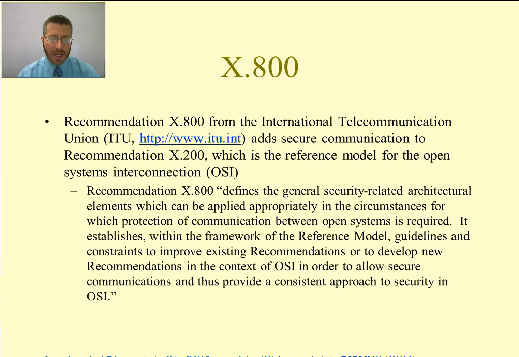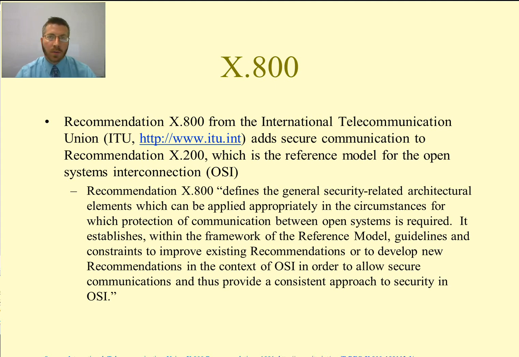So recommendation X.800 from ITU says below, you see the bullet point there, it defines the general security-related architectural elements which can be applied appropriately in the circumstances for which protection of communication between open systems is required. It establishes, within the framework of the reference model, guidelines and constraints to improve existing recommendations or to develop new recommendations in the context of OSI in order to allow secure communications and thus provide a consistent approach to security in OSI. So this was after the fact.